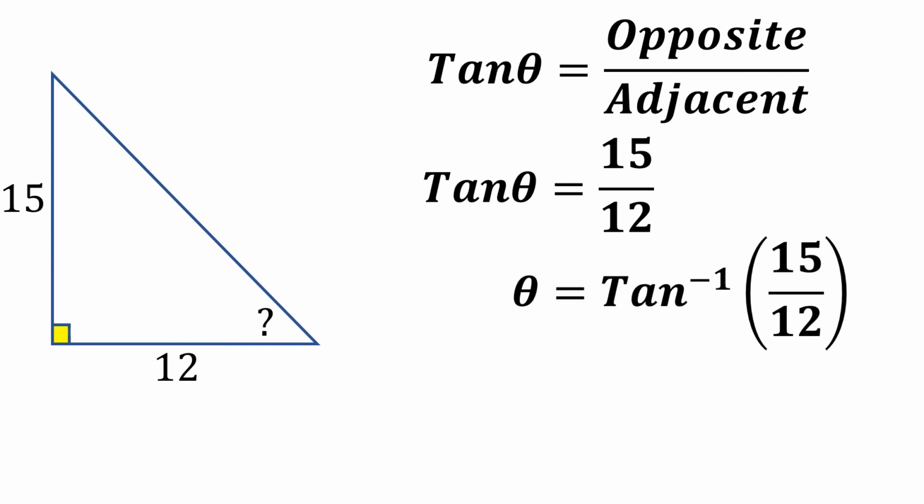Then to solve for theta, we need to transfer the tan to the other side. In order to transfer it, we need to use the inverse tangent. To do this in your calculator, you press Shift and then press tan, and you will get the value of the angle, which is 51.34 degrees. You have to make sure that the mode of your calculator is in degree, not in radian.